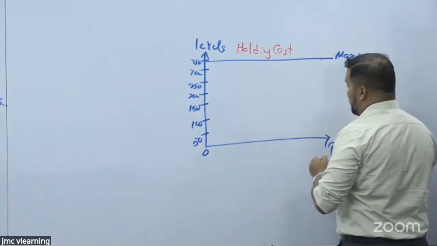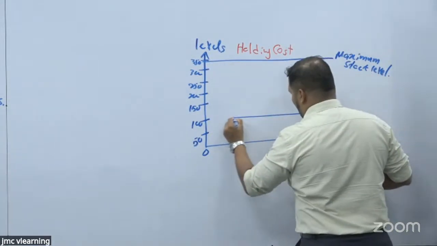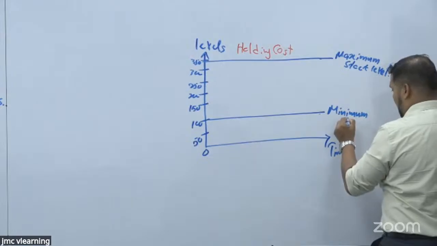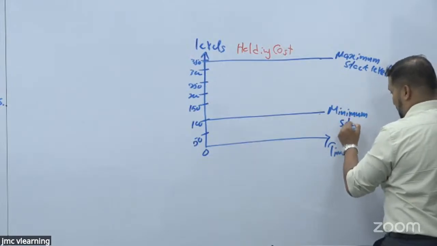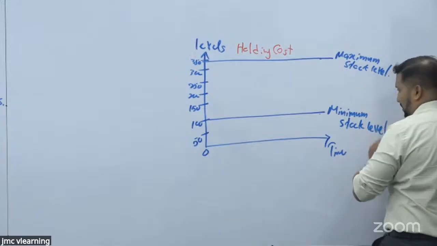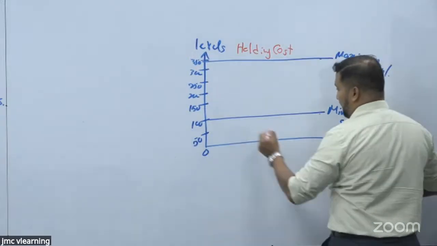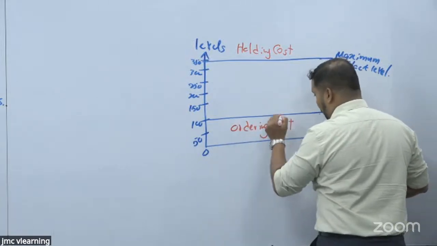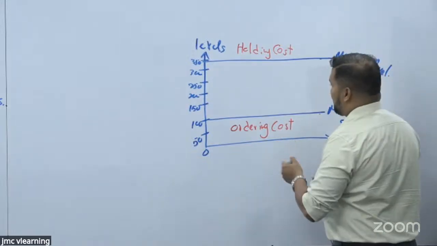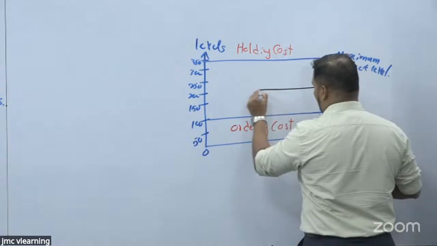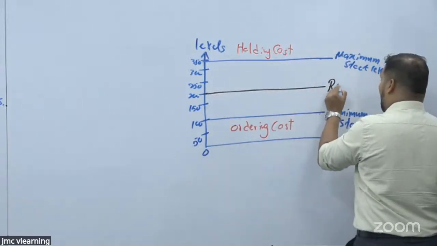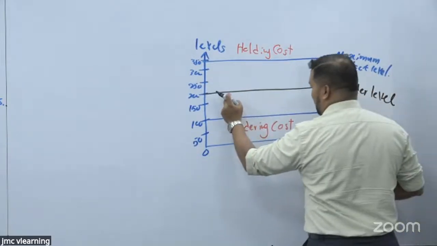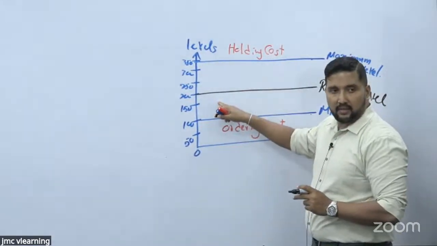And the business organization should maintain what? A minimum stock level as well. If you are keeping stock below the minimum stock level, there is a specific cost which is going to increase. What is that? Ordering cost. Then the business organization should maintain another stock level called the reorder level, ROL. This is the point where you need to order the new goods, new raw materials, right?